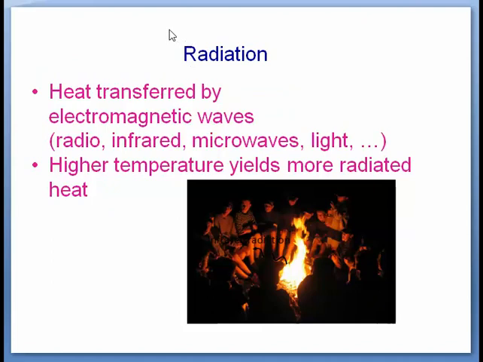In radiation, or radiative heat transfer, the heat transfer takes place by electromagnetic waves. At higher temperature, more radiation takes place.